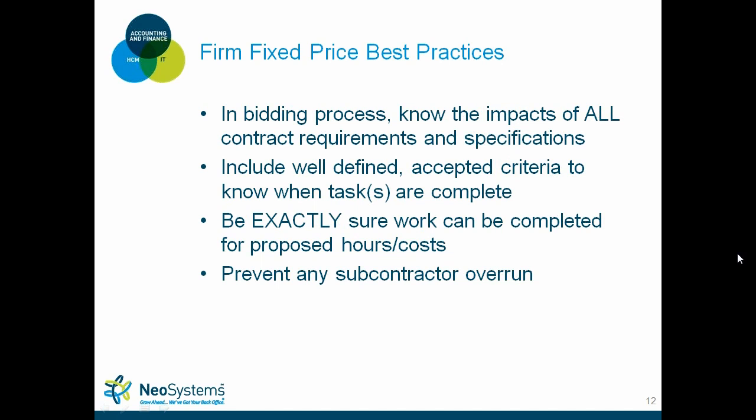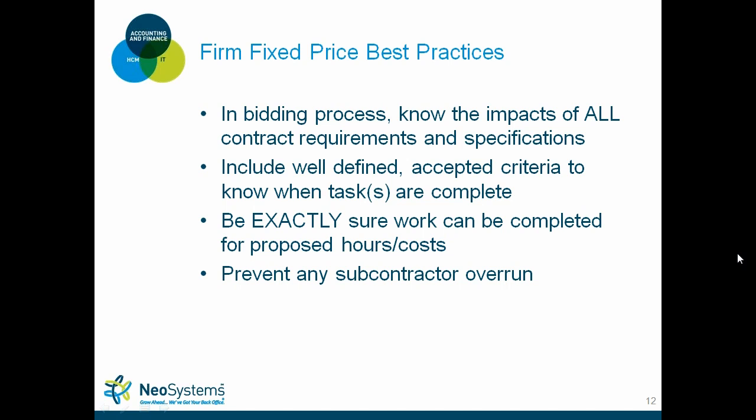Okay, so the best practices for these types of contracts in the bidding process: know all the impacts of the contract requirements and specifications. Basically, read the cost volume, read the RFP very carefully. Include well-defined acceptance criteria to know when tasks are complete. So if you have milestones within your fixed price contract, or if you have deliverables, know exactly when those are completed. Be sure work can be completed for your proposed hours and costs, and obviously prevent any subcontractor overrun.